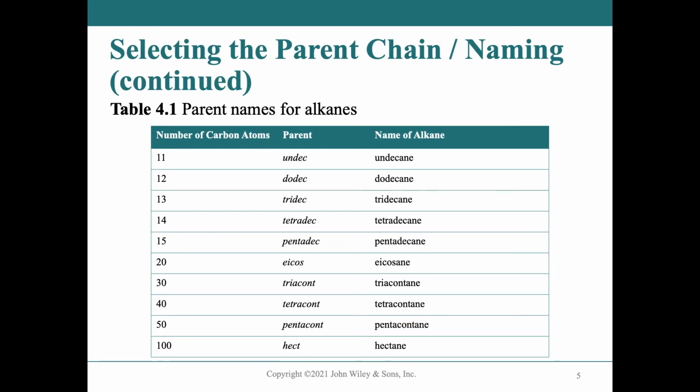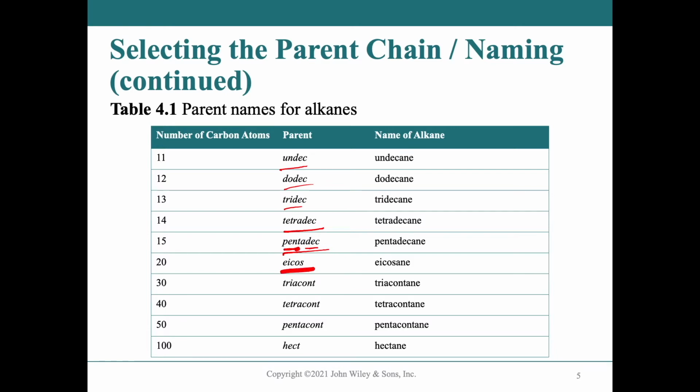There's even more after that too. It gets a little bit more complicated to remember, right? But it's still pretty simple, not like the first 4, right? 11 is undec, like undecane. 12 is dodecane. Tridecane for 13. Tetradec, right? Pentadec. Notice that it's just the penta, which is the 5 part, and the dec, which is the 10 part, put together, right?